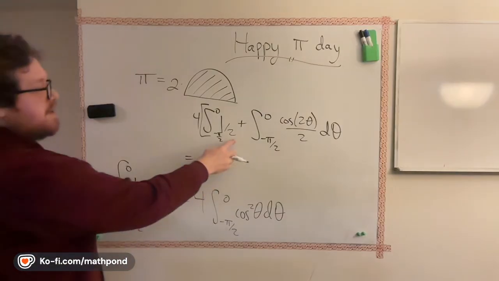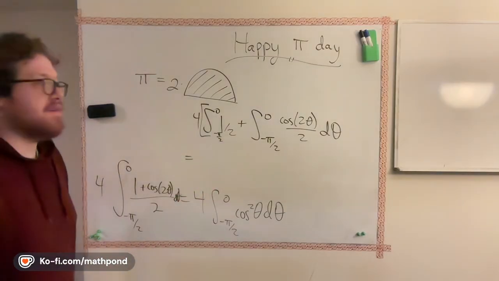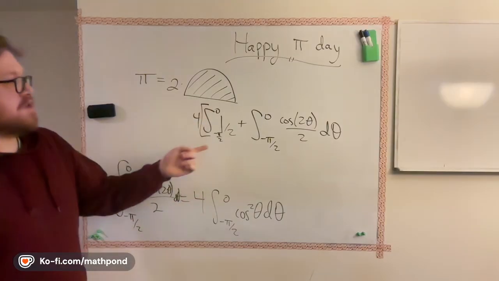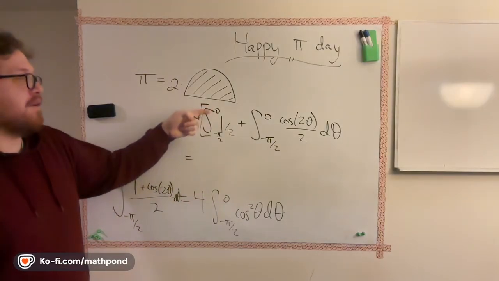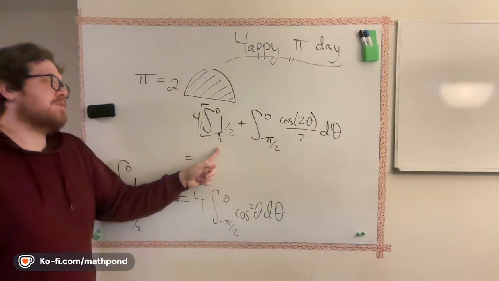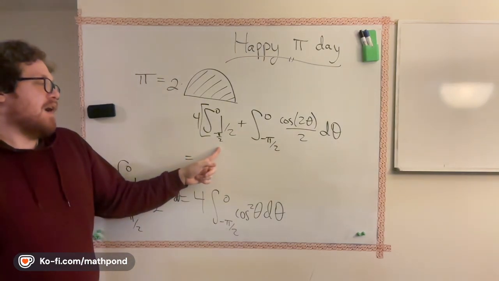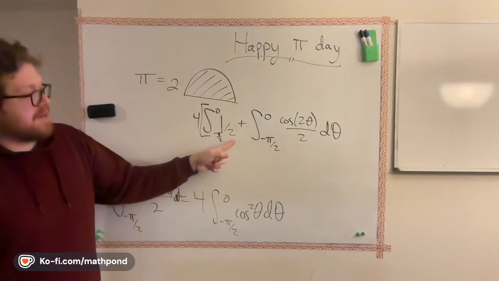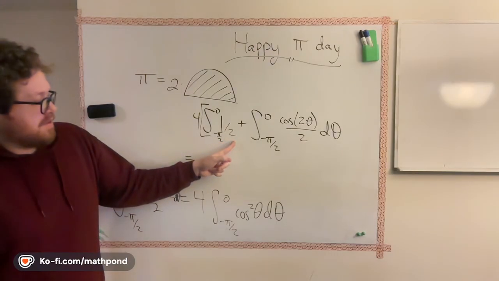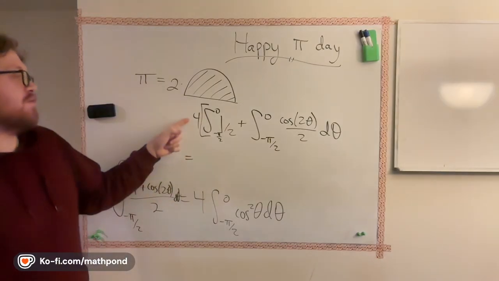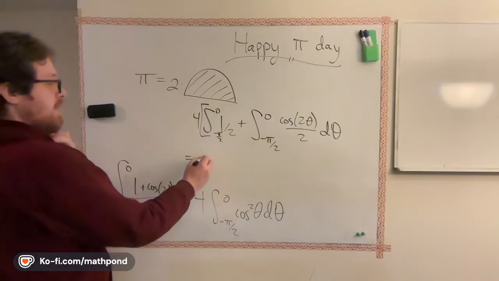So the first one is an integral of 1, right? So a constant function, the integral is always just the length of how far you're integrating over, so that's just pi/2. So pi over 2 divided by 2. So that's pi over 4 times 4. So this first part's just pi.